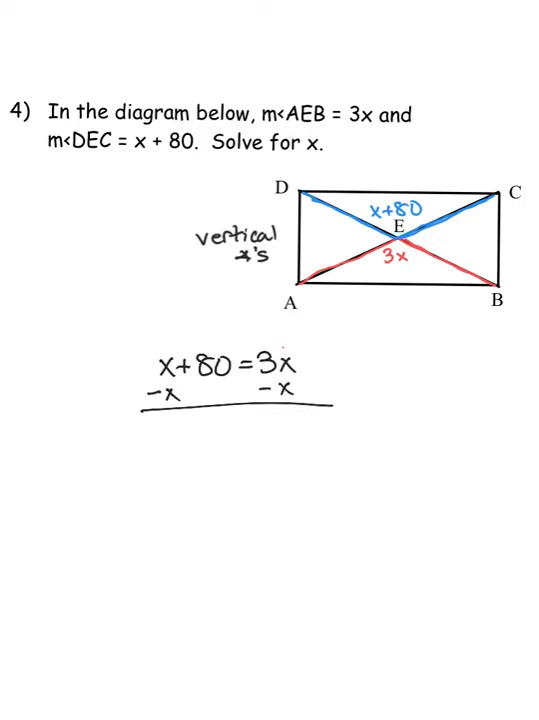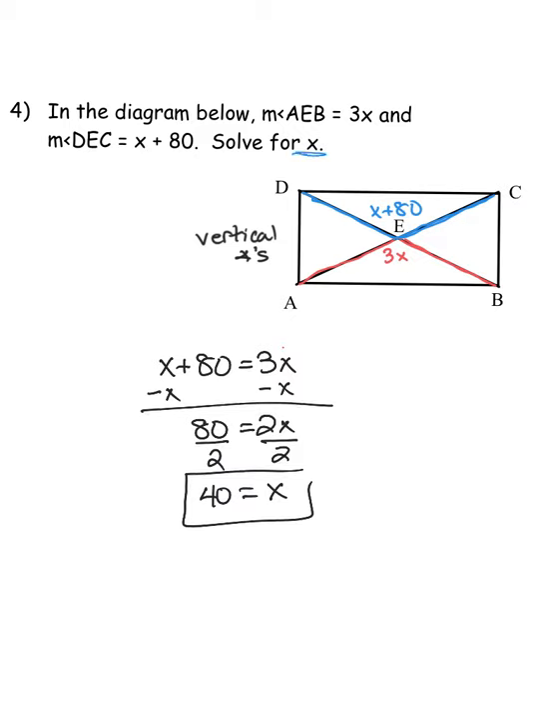We're going to subtract x. I get 80 equals 2x. If I divide both sides by 2, I get x is 40. Go back and read. It says to solve for x. I have x. Sometimes it might say find the measure of the angle. If I wanted to find this AEB, the red angle, 3 times 40, that would be 120.